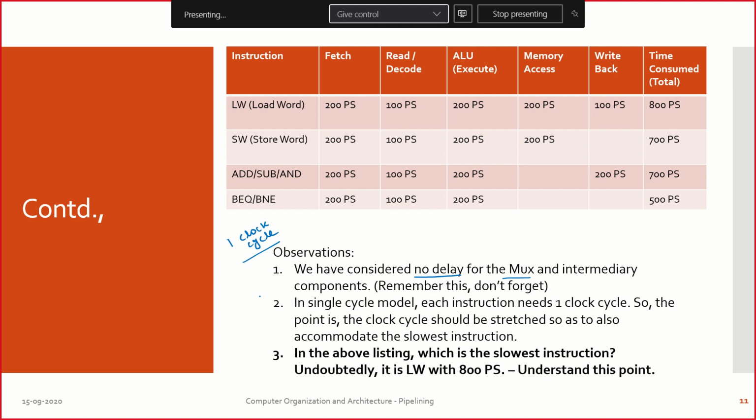So remember, the clock cycle should be stretched as much as possible to accommodate even the slowest instruction. Sir, I need one clock cycle for each instruction, and the clock cycle should accommodate even the slowest of instructions. There could be one instruction which is very fast, there could be one which is slow. So I need to accommodate both fast and slow instructions.